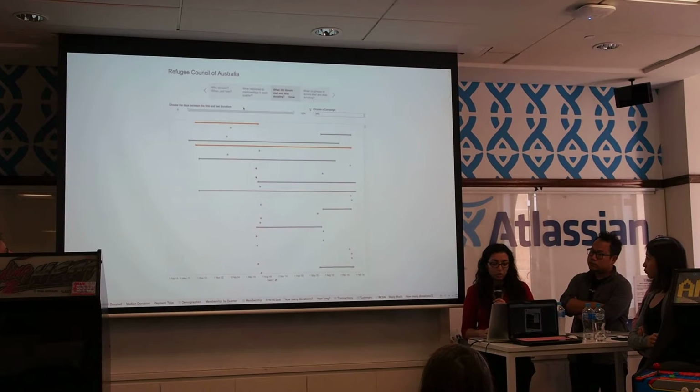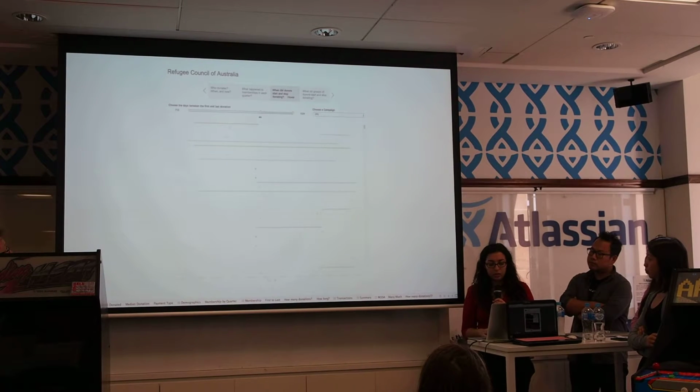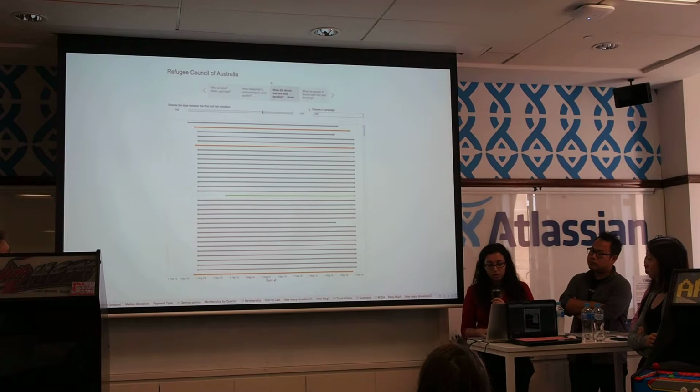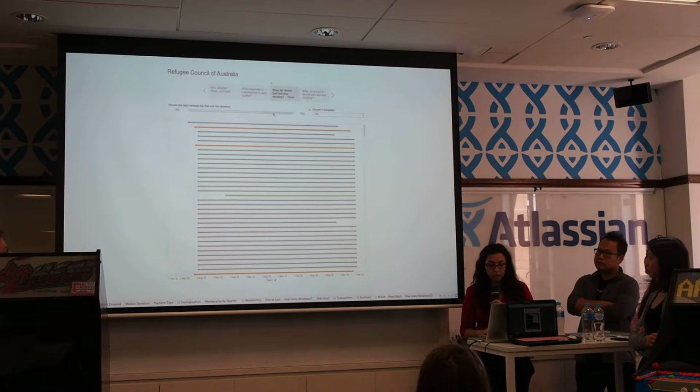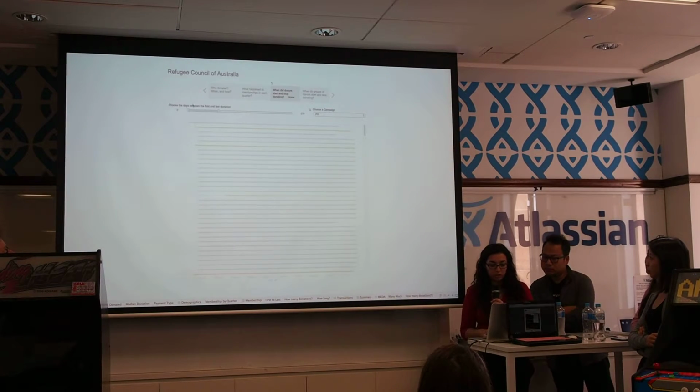And over here, you can choose the days between the first and last donation, so you can have it filtered only by those who have donated for a long period of time, or only those who have donated for a short period of time.